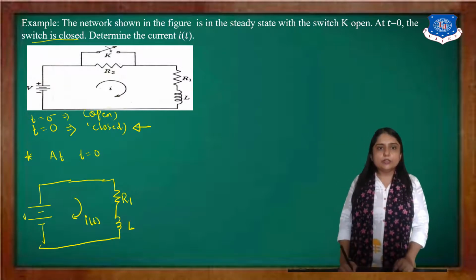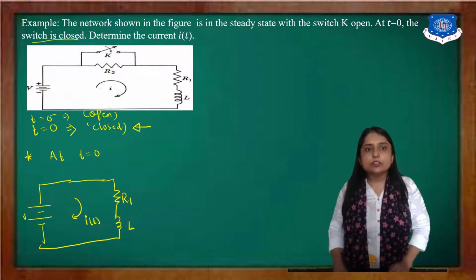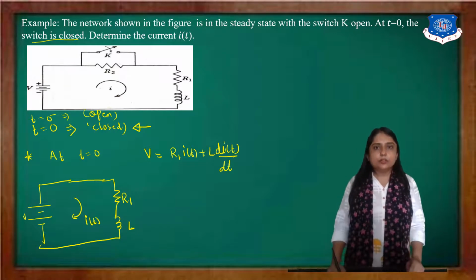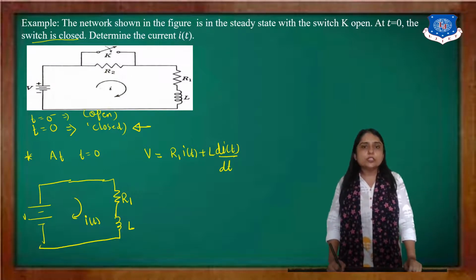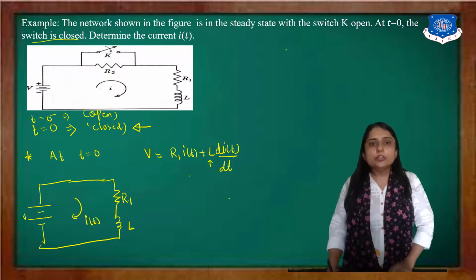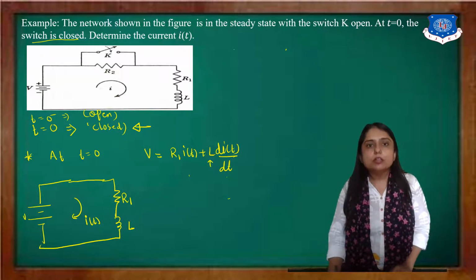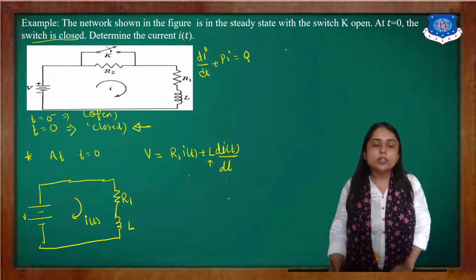Now here we will write our KVL equation. So this equation will become V equals the voltage drop across the resistor, that is R1 into I of t, plus L di of t by dt. That is the voltage drop across the inductor. Now you just compare this equation with our first order equation, that is di by dt plus p into I equals q.